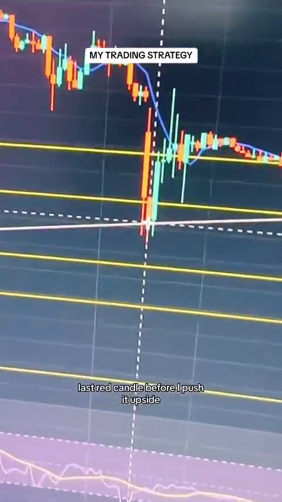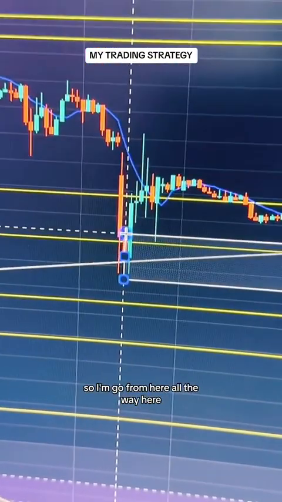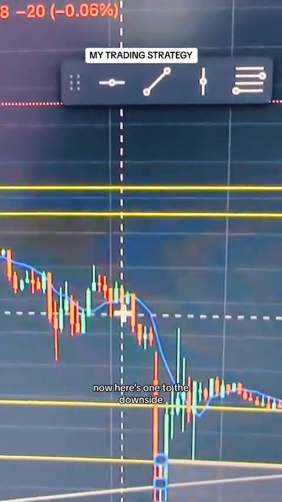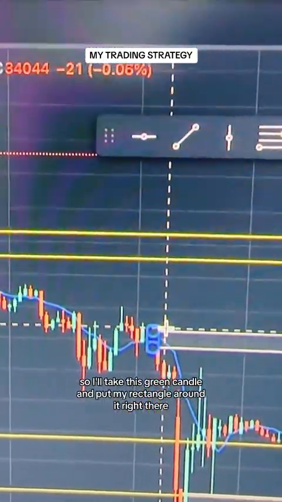Same thing here, last red candle before the push to the upside. So we go from here all the way here. And now here's one to the downside. So I'll take this green candle and put my rectangle around it right there.